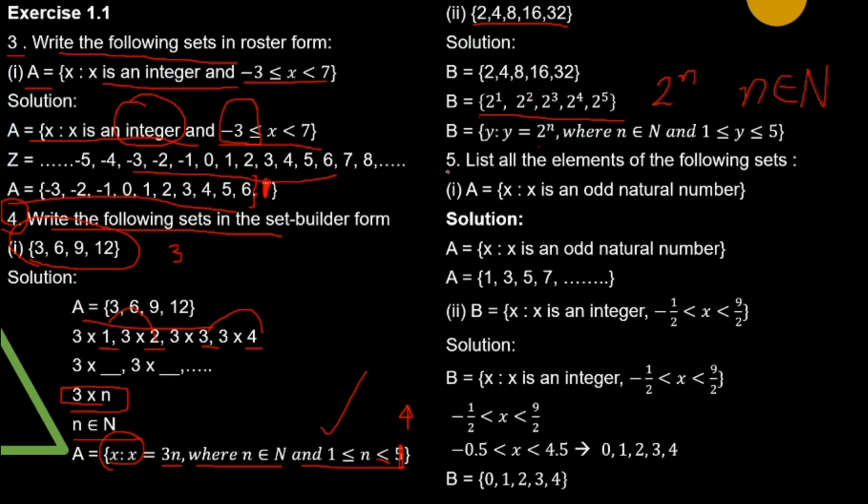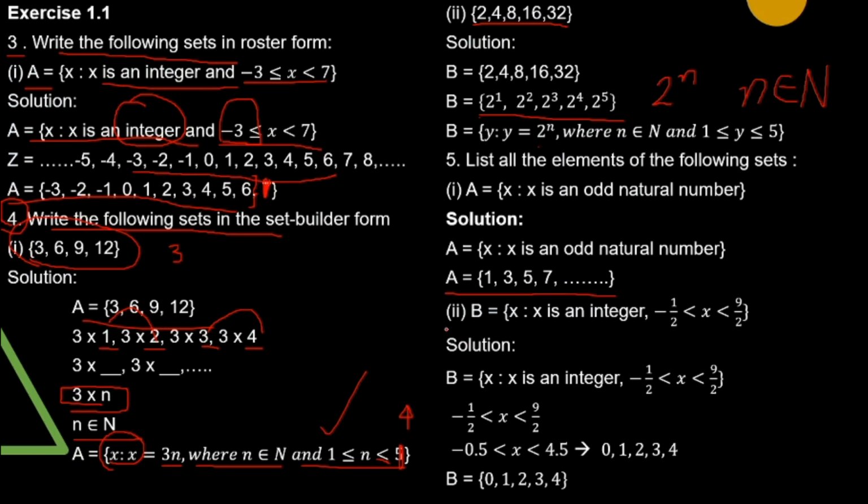Okay. Next, fifth question. List all the elements of the following sets. Let's see what we can do here. First question. A equal to x such that x is an odd natural number. Okay. So listing means writing in the roster form. So 1, 3, 5, 7. All it goes on and on, and it's not stopping. So here one name we can give. Does it stop? No. So we can say it is an infinite set. It goes to infinity. Does not stop. On and on and on. If it stops, then you can say finite set.